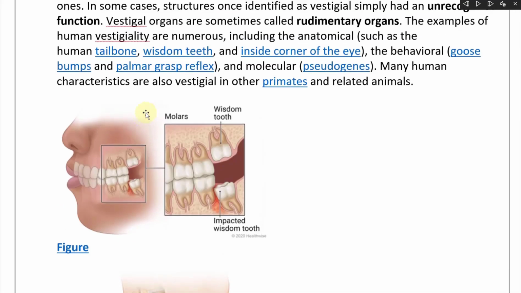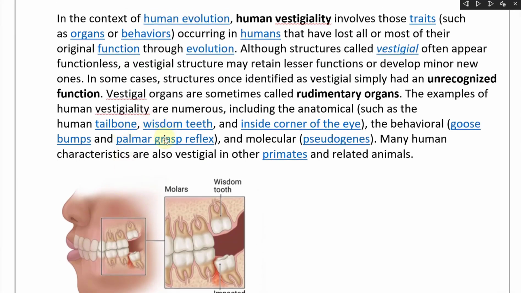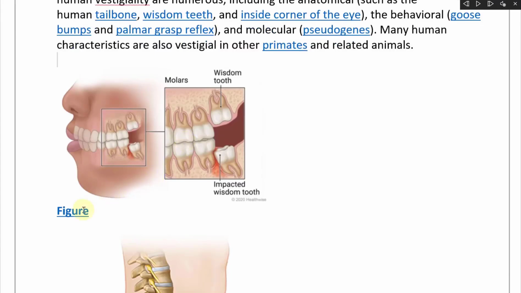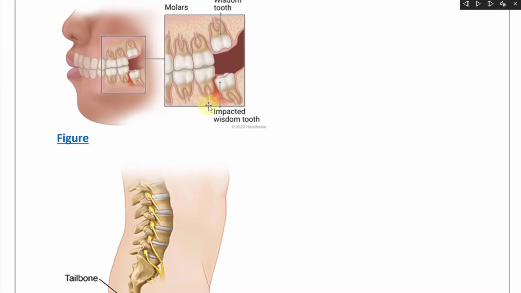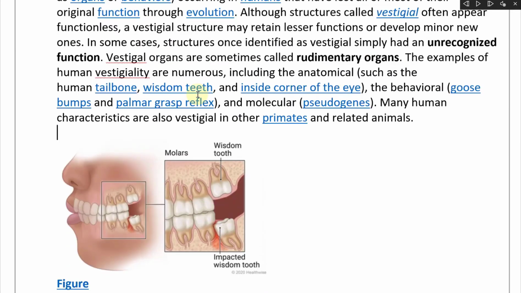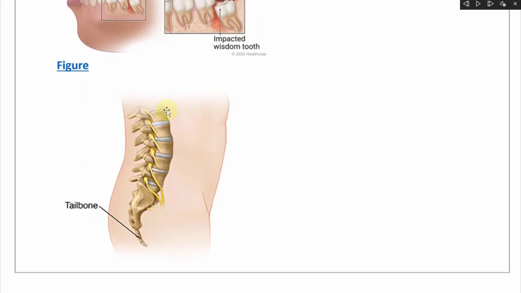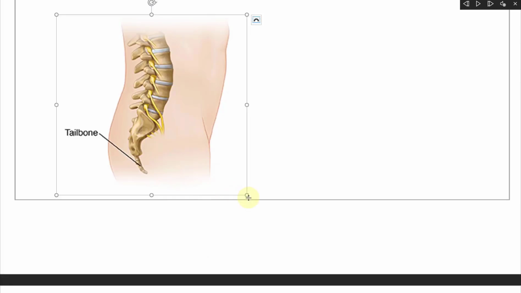So this is the wisdom teeth right here. This is an extra set, from myhealth.alberta.ca. Wisdom teeth are an extra set of teeth, the furthest back, after the molars. You have the usual two molars, but you may also have wisdom teeth, and sometimes they might be impacted, pushing against the other teeth. So supposedly this is a vestigial organ or bone. Let's continue further.